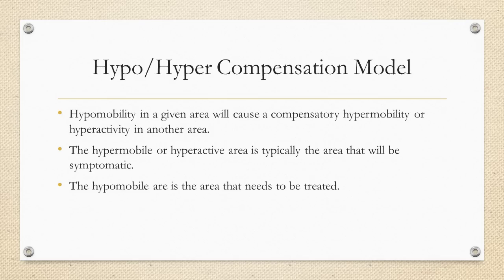The hypo-hyper compensation model basically states that hypomobility in a given area will cause a compensatory hypermobility or hyperactivity in another area. The hypermobile or hyperactive area is typically the one that is symptomatic or very painful. But as I described just a moment ago, that hypomobile area is the area that really needs to be treated so that we can decrease that hypermobility or hyperactivity.